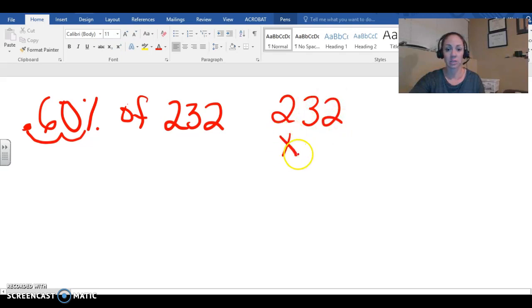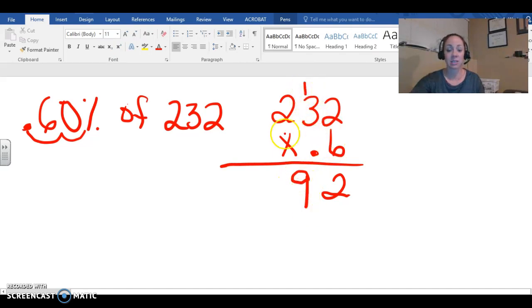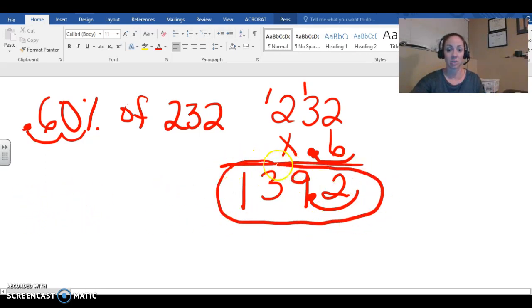232 times 6/10. All right, so 6 times 2 is 12. Carry the 1. 6 times 3 is 18. Plus 1 gives us 19. Carry that 1 again. 6 times 2 is 12 plus 1 is 13. Now, we don't have any decimal places up here, but we do have one right here. So in our answer, we need to move the decimal point over 1 spot. So 139.2 is 60% of 232.